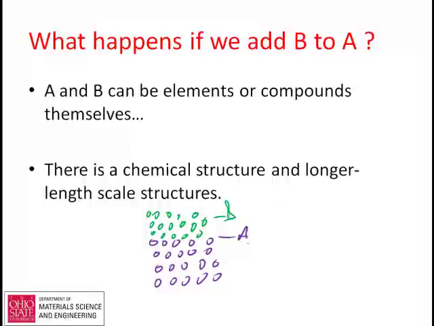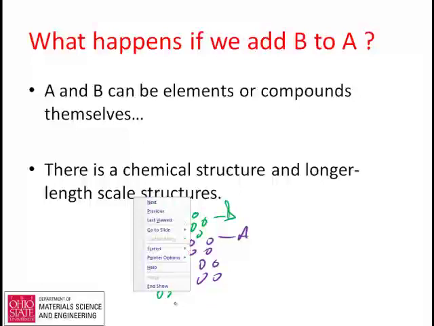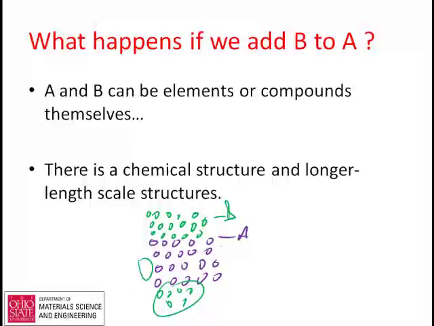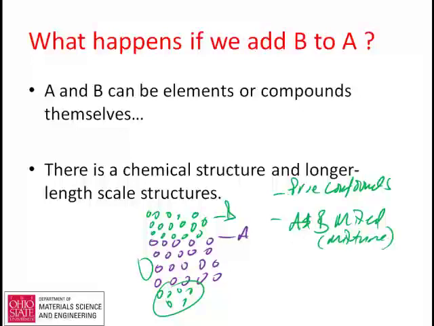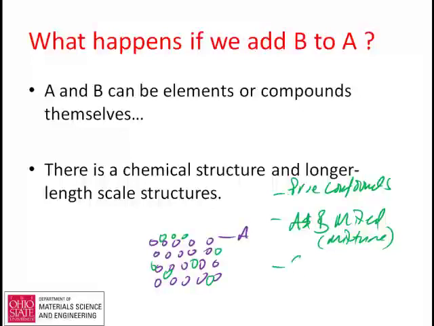I could also make it so that I've got B, and maybe there's some more B down here. Another little region of B here, some A over there. And I could have A and B mixed, but not really dissolved in one another. Just got little chunks of A, little chunks of B. This would be a mixture. So my options are pure compound, two of them, A and B mixed, which would be a mixture. Or the other thing that could happen, going back into this, is every now and then I could have a B in here, and this would be a solution, like that. Or the last thing that could happen is I could get an ordered array.